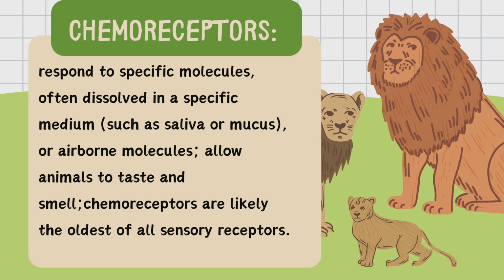For example, when we eat food, the molecules from the food mix with our saliva and activate the chemoreceptors on our tongue. That's how we sense different tastes. Similarly, when we smell something, molecules in the air enter our nose and stimulate chemoreceptors, allowing us to recognize odors. Chemoreceptors are also believed to be the oldest type of sensory receptor, meaning they have existed since ancient organisms, showing how essential they are for survival, such as finding food or sensing danger.